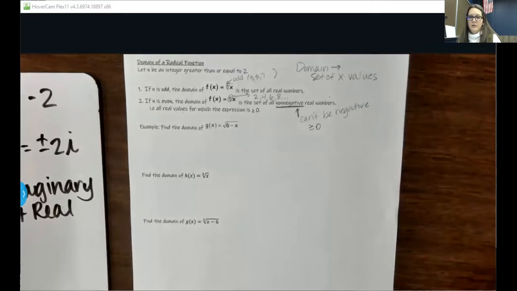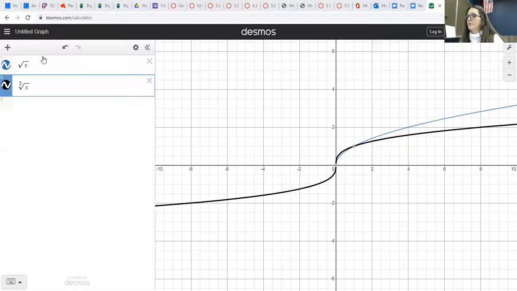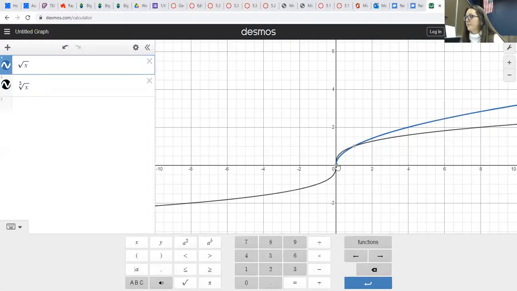I'm going to stop sharing here, and I'm going to share my Desmos calculator. And I'm going to show you this. Very interesting. All right, so let's look at our x squared. This is my x squared. Let's get rid of that. This is my function of x squared. So f of x equals x squared.